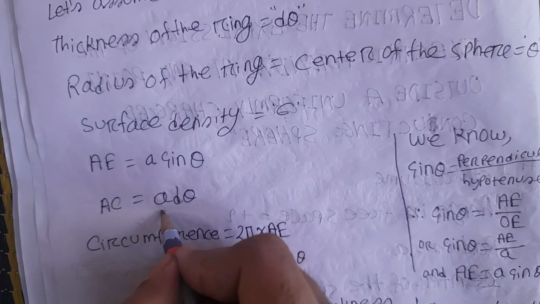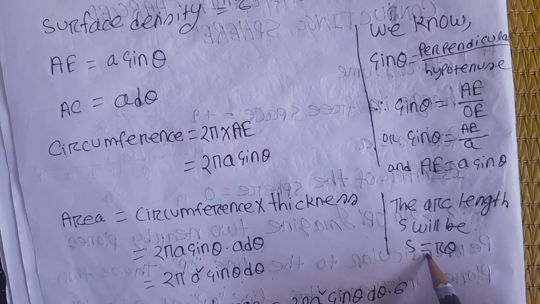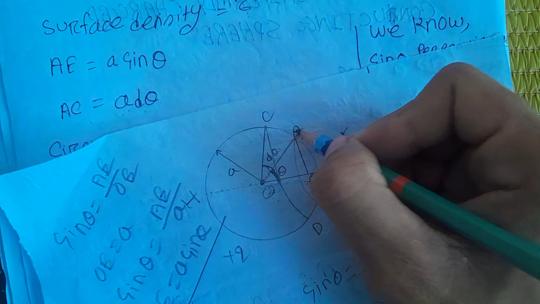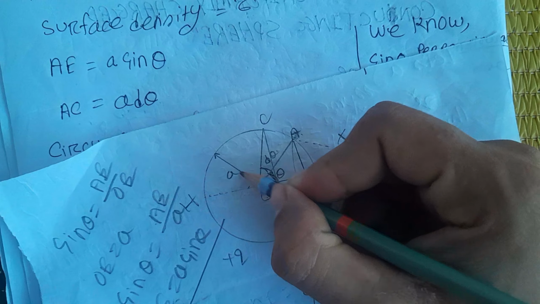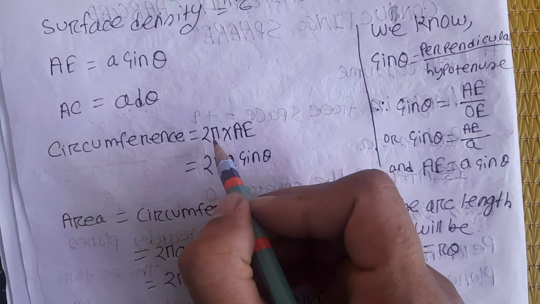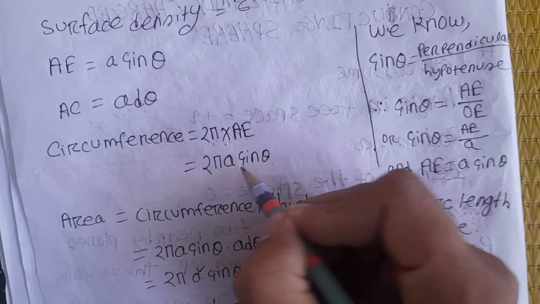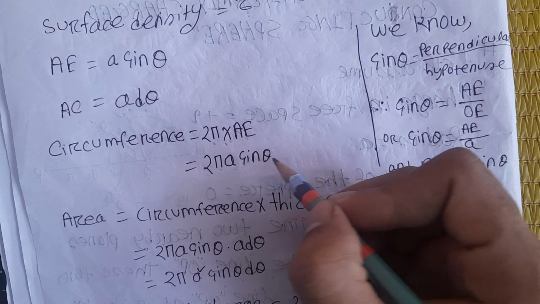And S equal a d theta, because the actual length S will be S equal r theta. Similarly, S equal a d theta. Circumference equal 2 pi into radius. Then circumference equal 2 pi into AE equal 2 pi a sin theta.